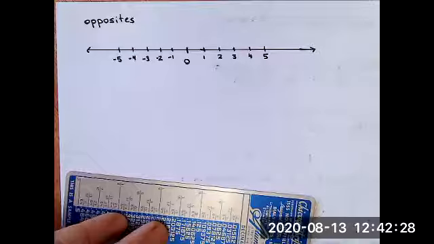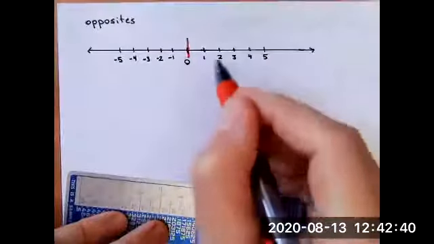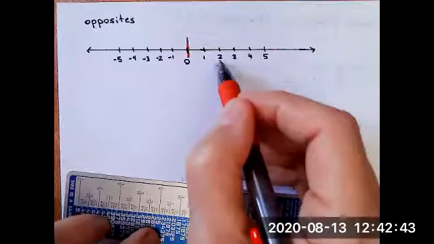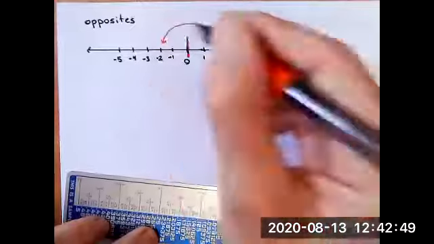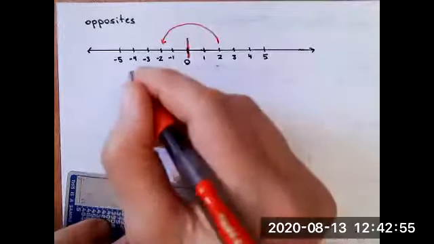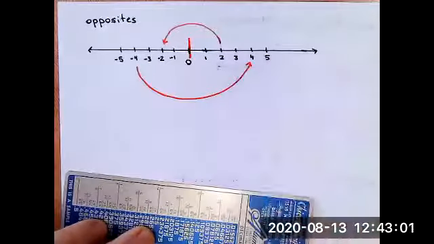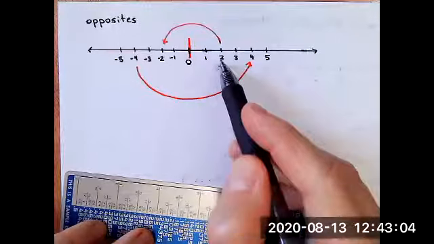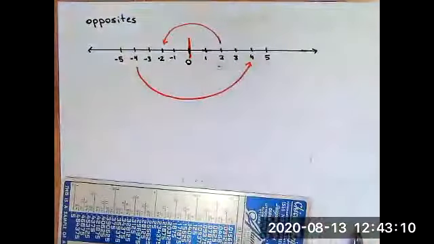Another concept that can be helpful when doing negative number operations is this idea of the opposite. So think of 0 as the middle. What number is opposite to 2? Well, that's going to be -2. What number is opposite -4? Well, that's going to be 4. So the opposite of 2 is -2. The opposite of -4 is 4.